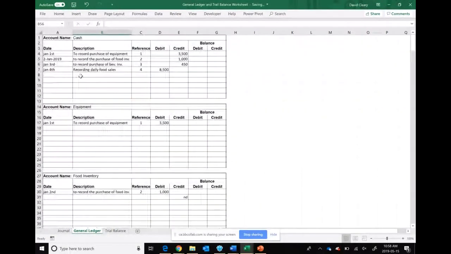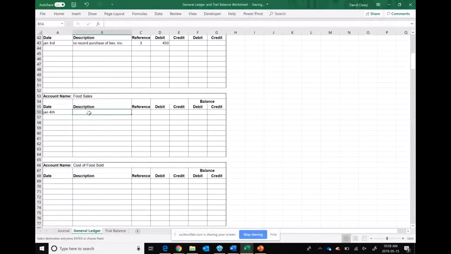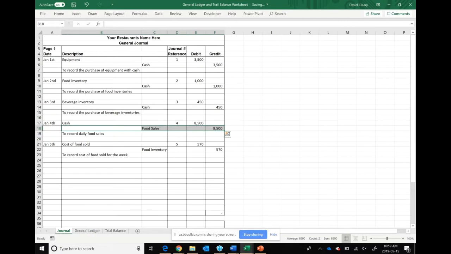And I'm just going to copy the description, food sales, copying and pasting the description. There we go. It was the 4th transaction, and we are crediting. We know we're crediting this by 8,500 because that's what our journal says to do. So 8,500. Perfect. Go back to our journal. We've taken care of both the debit and the credit for that particular transaction. Check. We will move on to the next and the final one.